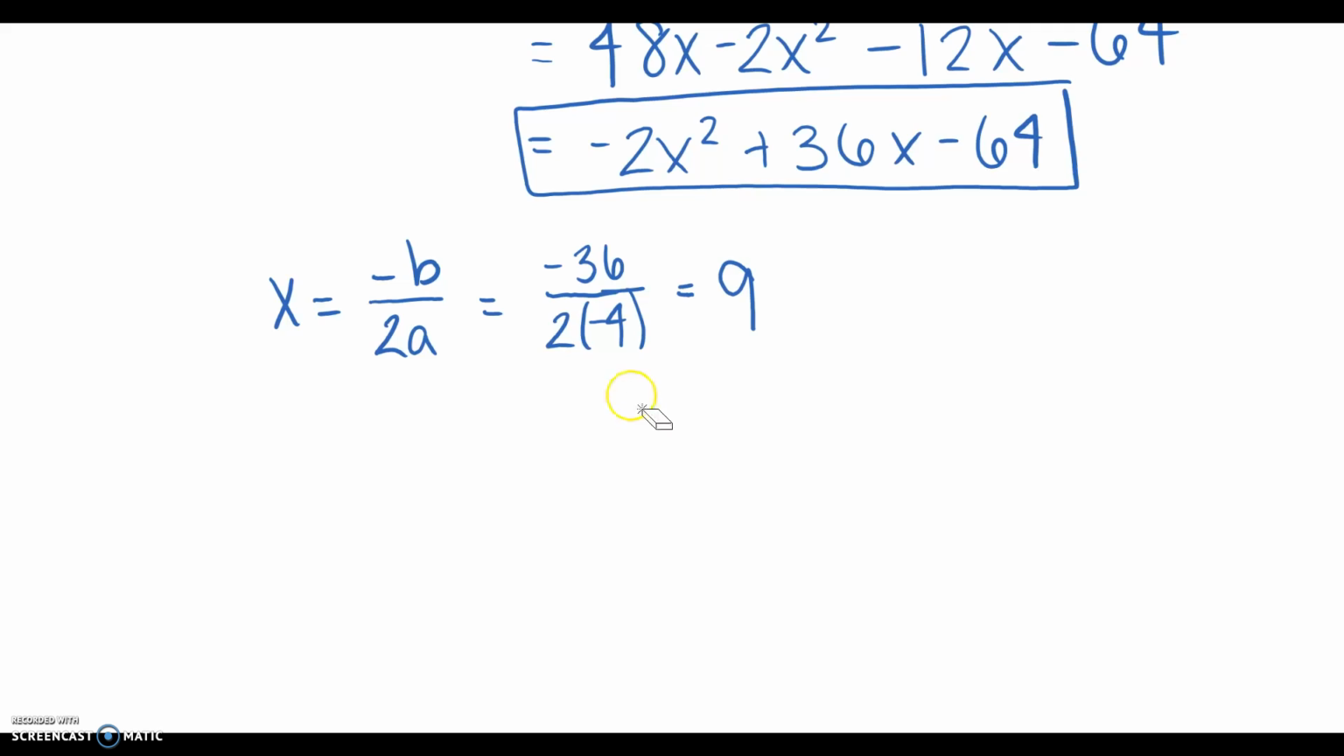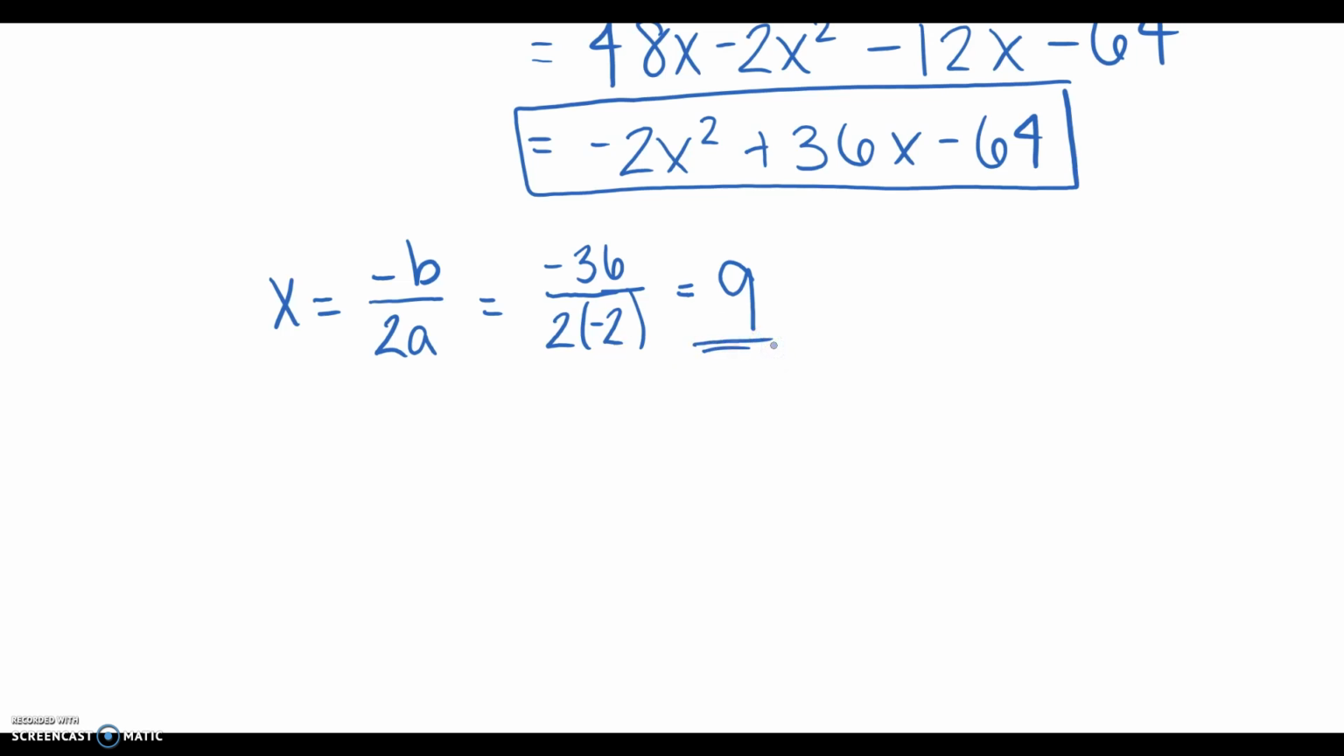So I just realized for some reason I divided by negative 4. It should be negative 2. Also for the record, negative 36 divided by 8 is not 9. But negative 36 divided by negative 4 is 9. So now that we know our x value, we know that she needs to sell 9 wind chimes.